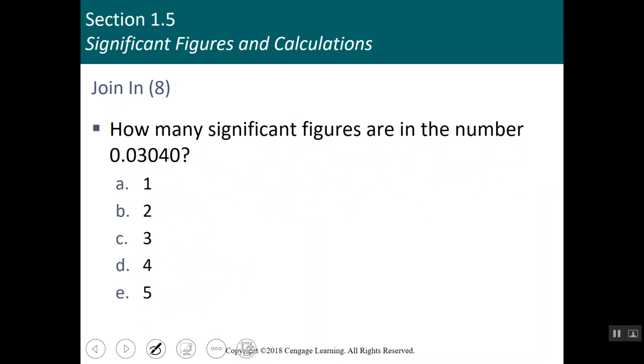How many significant figures here? Non-zeros always count. Leading never count. Captive always count. Trailing if there's a decimal. So that one has 4 significant figures.